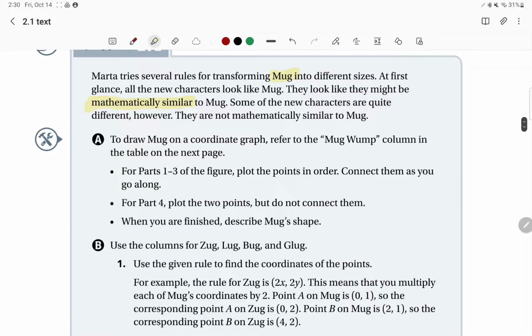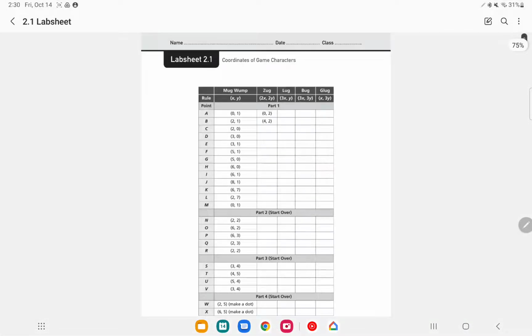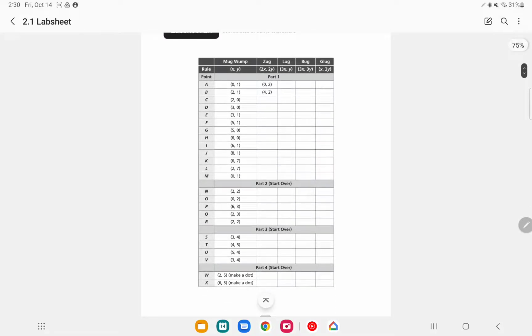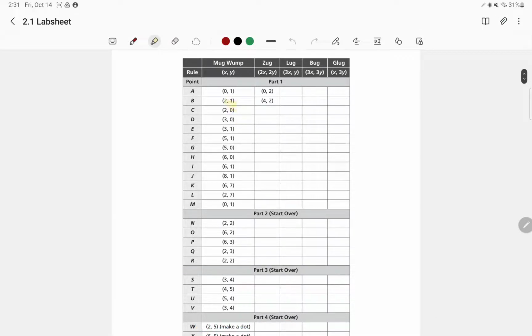On this first one, refer to the Mug Wump column in the table. For parts 1 through 3, plot them in order and connect them as you go along. For part 4, plot 2 points. So here's what it looks like. You should have your lab sheet, or you can print it off from my website, which looks like this. These are all the points that you are going to sketch.